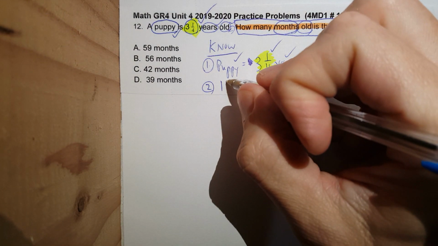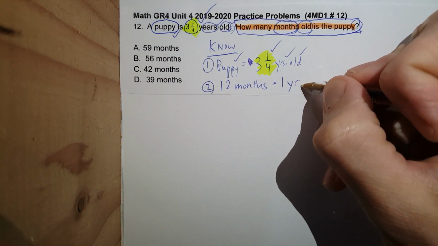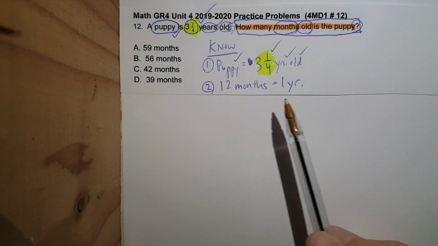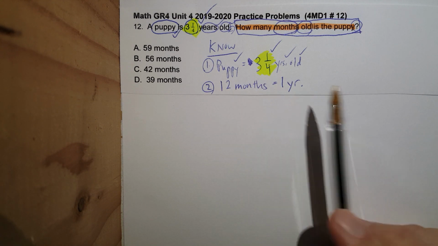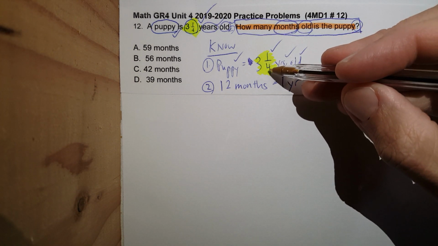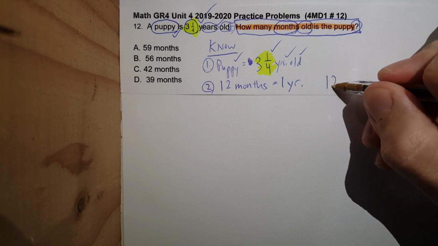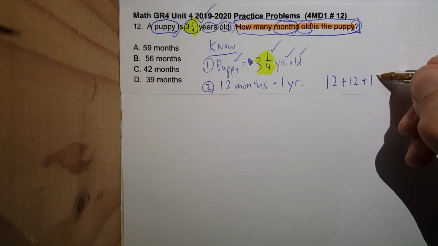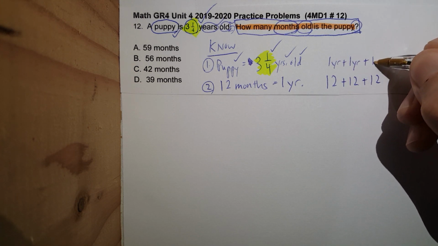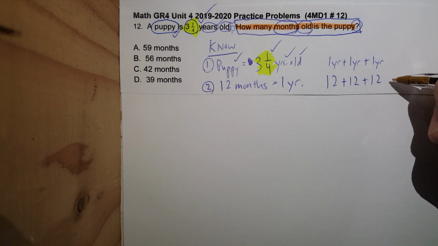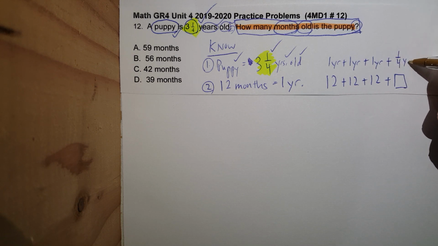Well, I know that 12 months equals 1 year. Okay, 12 months equals 1 year. I have 3 1/4 years. So I could go 12 plus 12 plus 12, 1 year plus 1 year plus 1 year, plus 1/4 year.